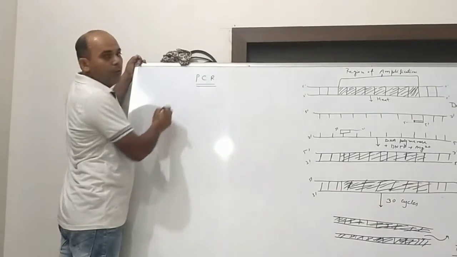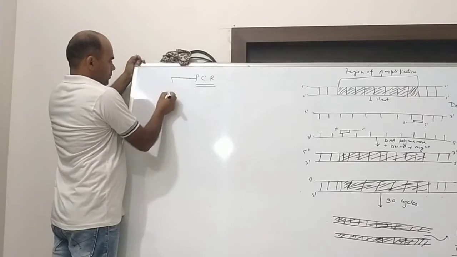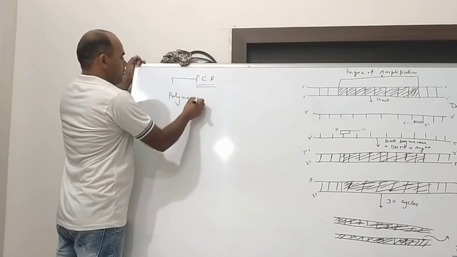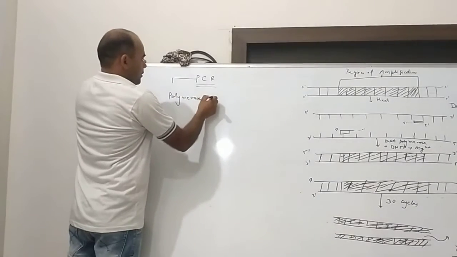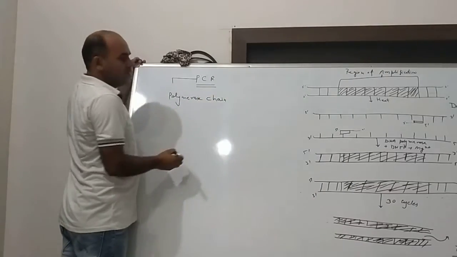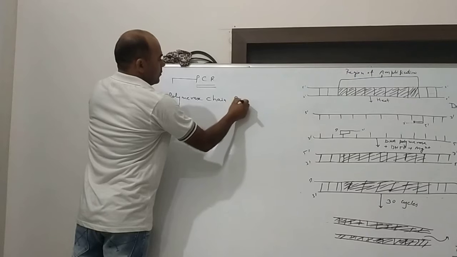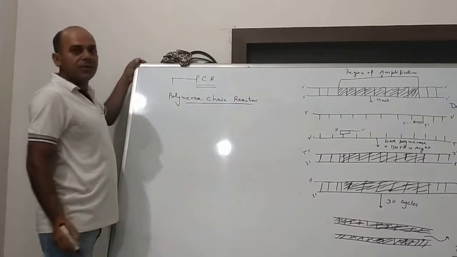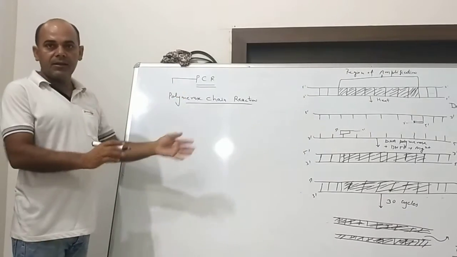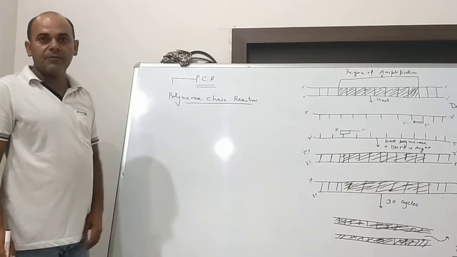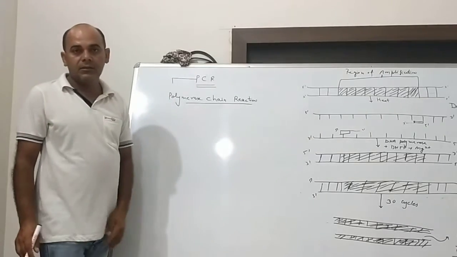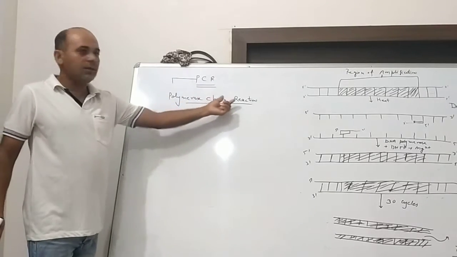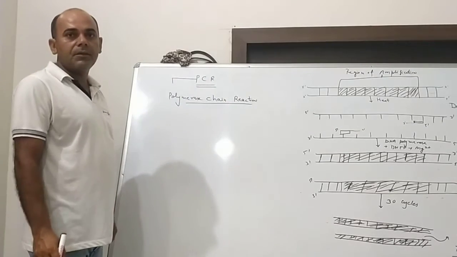P stands for polymerase. C stands for chain. R stands for reaction. It is the full form of PCR. Very simple, very easy. A 1-mark question may be set from here. What does the three-letter abbreviation PCR indicate? Polymerase chain reaction. So this is the full form of PCR.